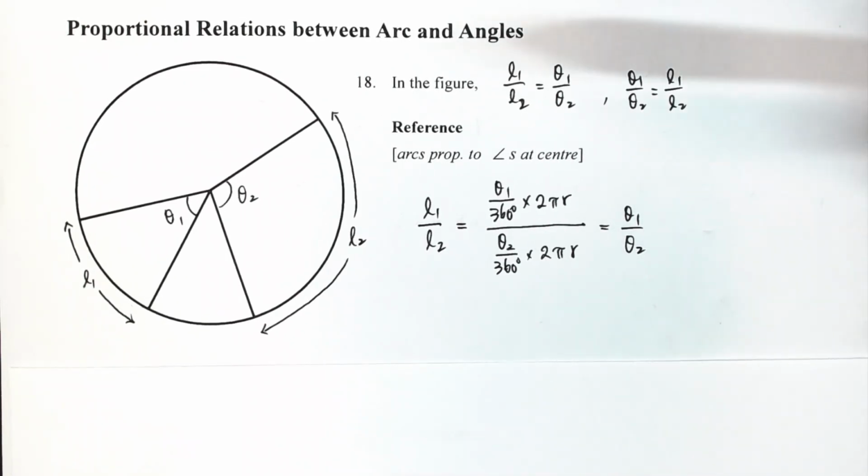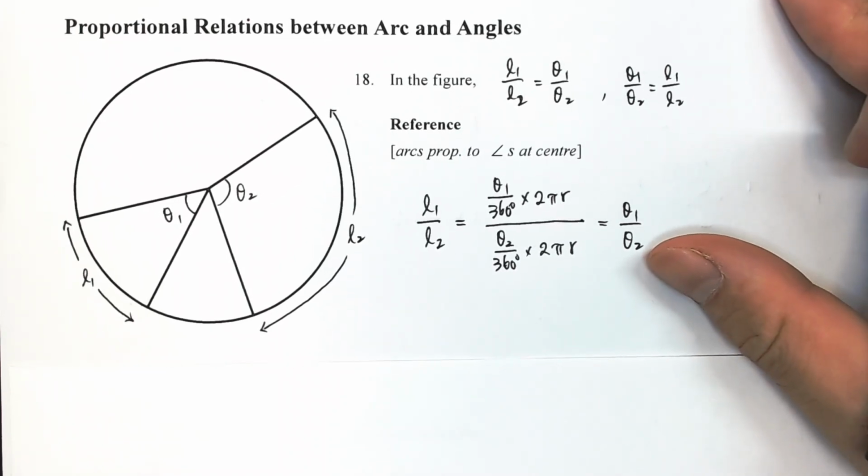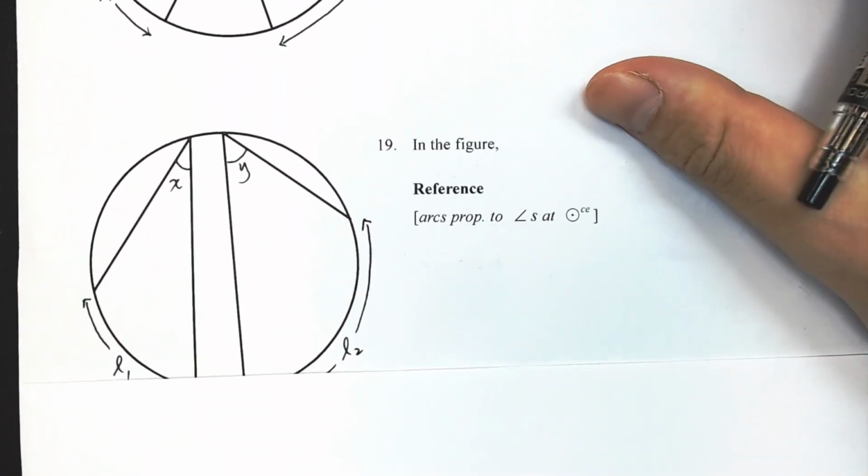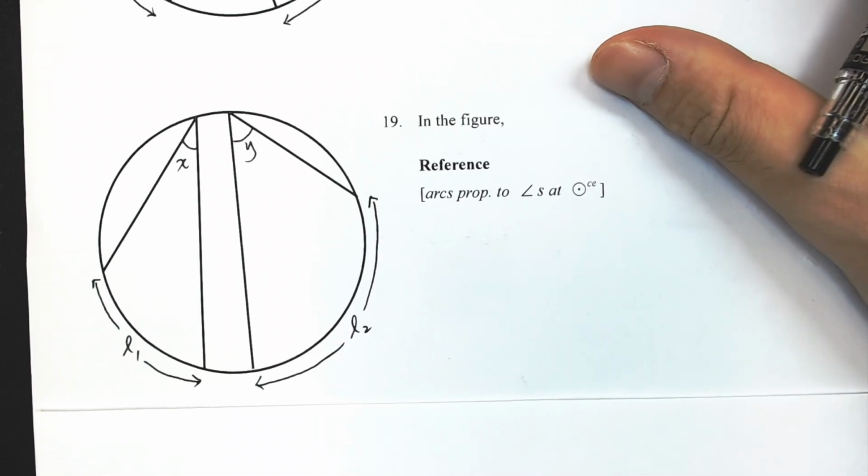Now, when we talk about angles at center, what about the angles at the circumference? They are of a relation. The angle at center is twice the angle at circumference, right? So, in order to save time, we have a new reference assigned to angles at circumference.